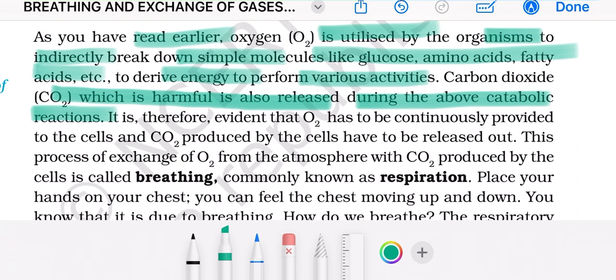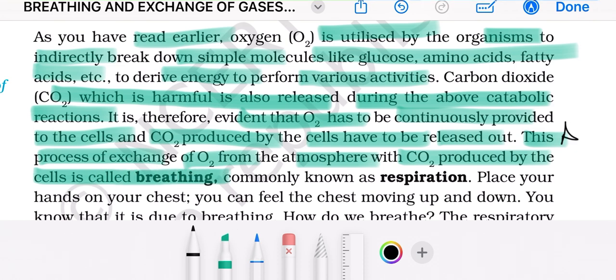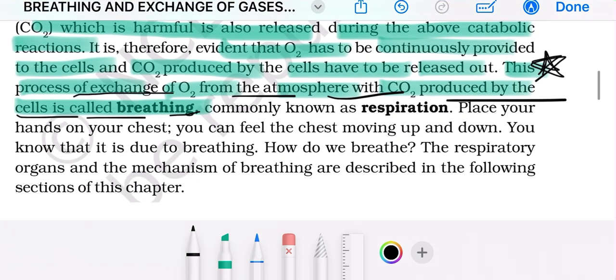It is therefore evident that oxygen has to be continuously provided to the cells, and carbon dioxide produced by the cells has to be released out. This process of exchange of oxygen from the atmosphere with carbon dioxide produced by the cells is called breathing, which is commonly known as respiration.